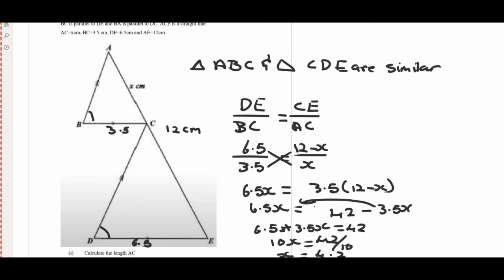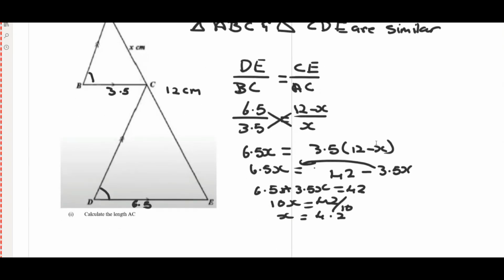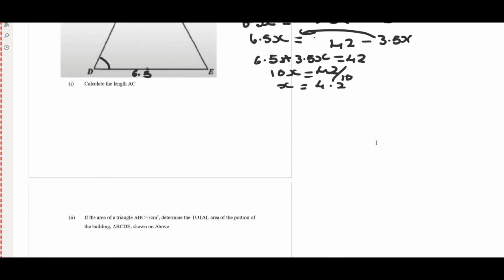So my length of AC would be 4.2. This is because, again, these triangles are similar, so they have a ratio to each other. Because BC and DE are corresponding sides, if we look at the ratio of 6.5 to 3.5, it is also corresponding with side CE to AC. So side AC, which is equal to X, is equal to 4.2 centimeters.